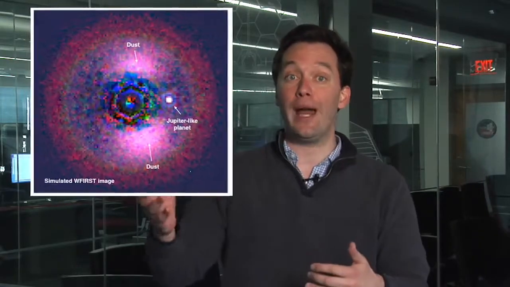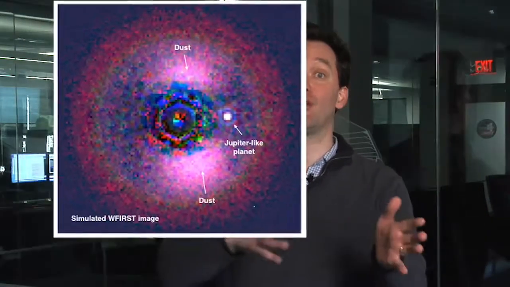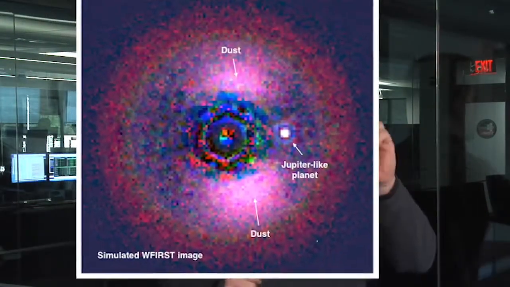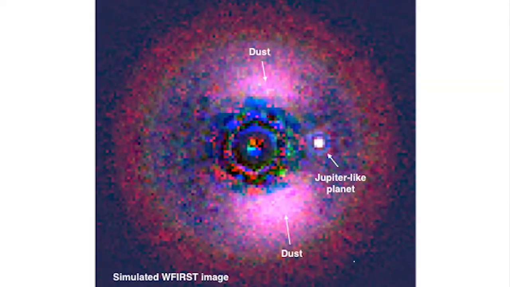In the picture you're seeing now, you're seeing a simulated image from WFIRST, where on the right you have a Jupiter at about 2 astronomical units from the star. The star is blocked by the coronagraph. And that Jupiter is shepherding dust clumps around the star.